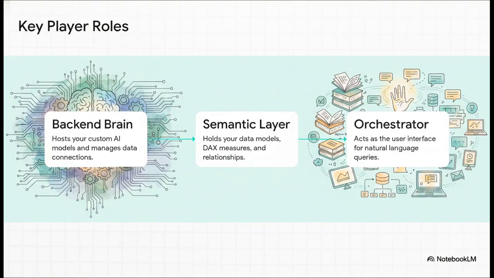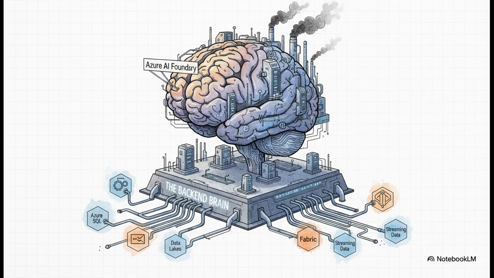Their roles really fit together in three clear layers. We've got the backend brain, which is the core intelligence. Then there's the semantic layer, which holds all your business logic. And finally, you have the orchestrator, which is the part you actually interact with that brings it all together. Let's break each one down. First up, the backend brain. This is Azure AI Foundry. It's the foundation of this whole operation. This is where you host your custom AI models and manage all the connections to your different data sources, whether that's Azure SQL, Fabric, or something else. It provides the raw intelligence.